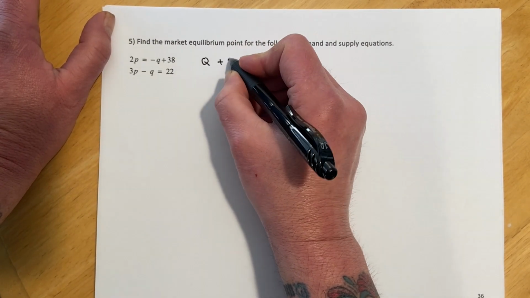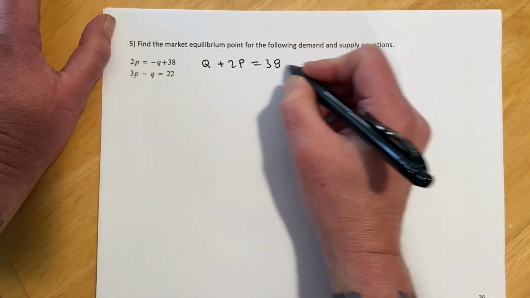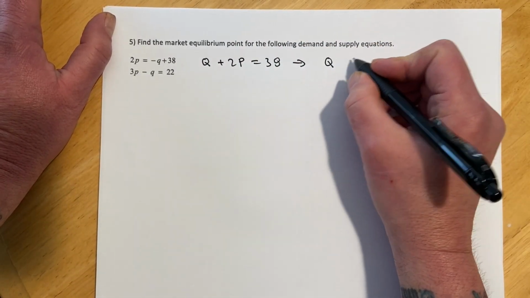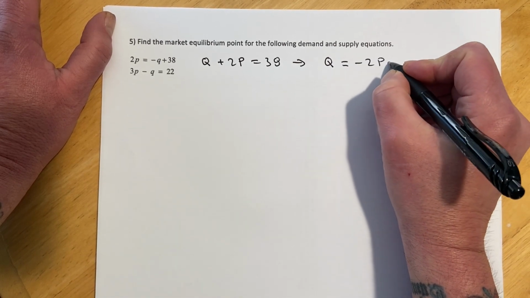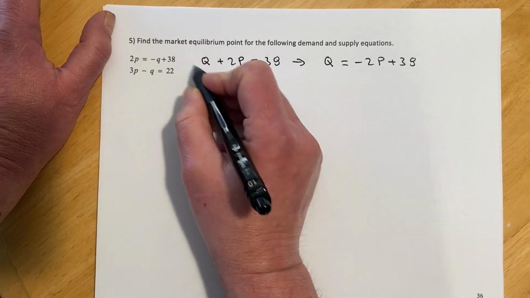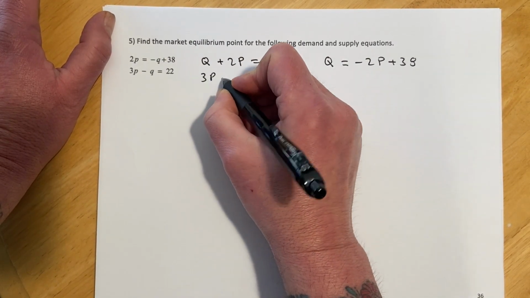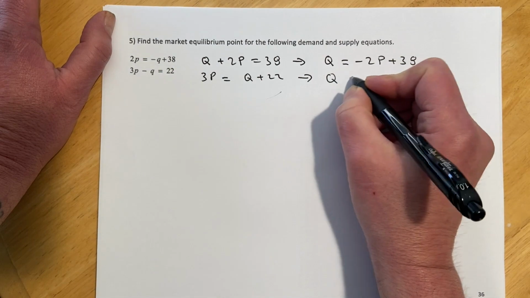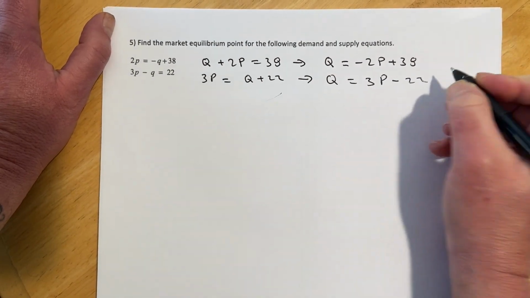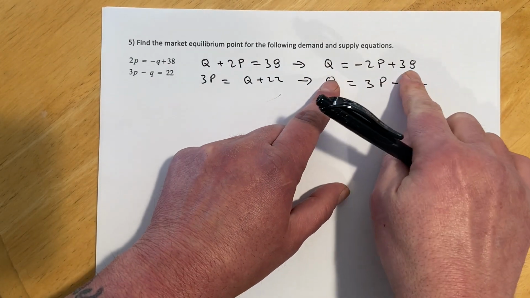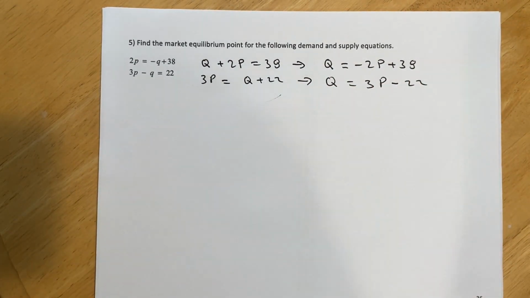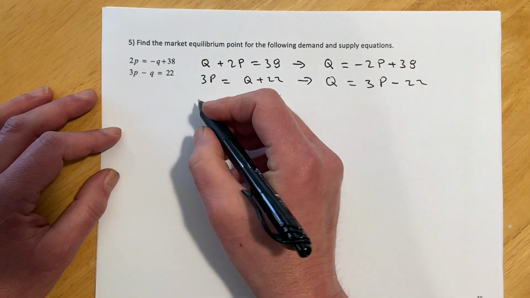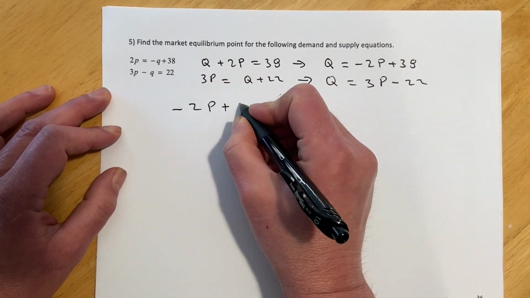So q plus 2p equals 38, and then we subtract the 2p over, and that gets me to q equals negative 2p plus 38. I'm using a capital Q because in my handwriting these turn into the same thing. And then here, let me bring this q over, so I'd have 3p equals q plus 22, and I'll subtract the 22 over. So now I have q equals 3p minus 22. If q equals negative 2p plus 38 and also 3p minus 22, then they equal each other, because we're looking for the quantity to be the same value. So now I can just set those two equations equal, and that is called a substitution.